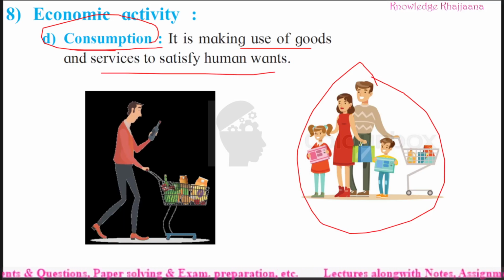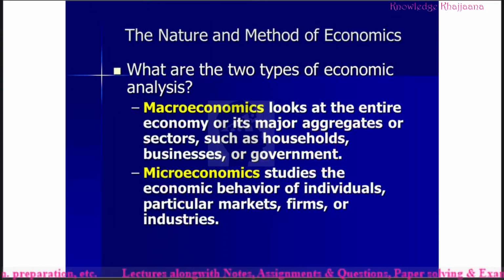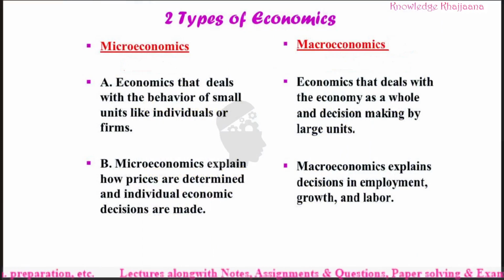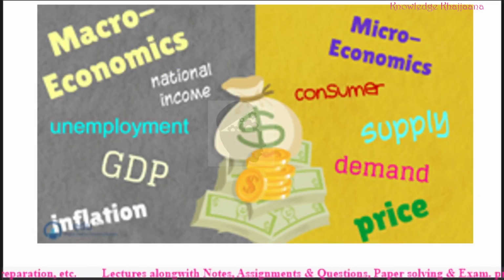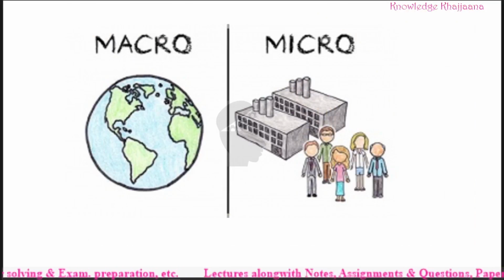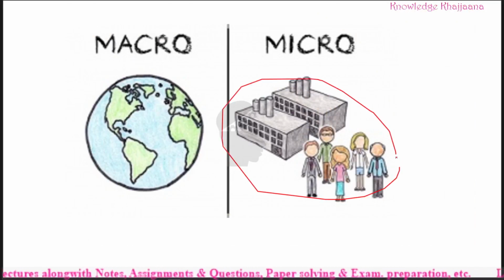So these are the different economic activities which we have seen. What have we learned? Microeconomics and macroeconomics, and we are learning microeconomics. It studies the economic behavior of individuals, particular markets, firms or industries. It deals with the behavior of small units like an individual or a firm. It explains how prices are determined and how individual economic decisions are made. These concepts are learned under microeconomics.